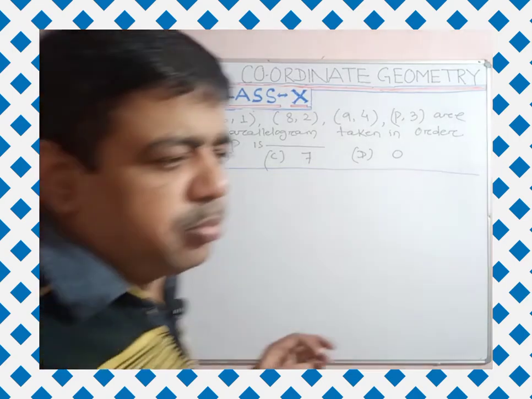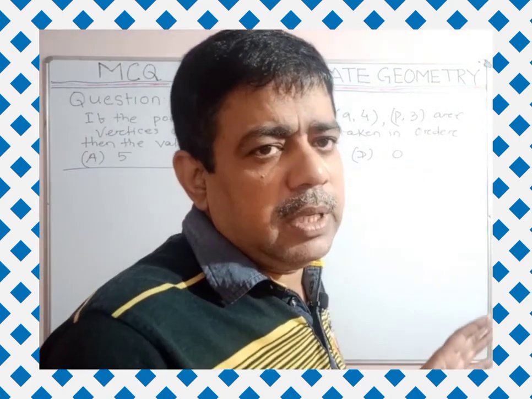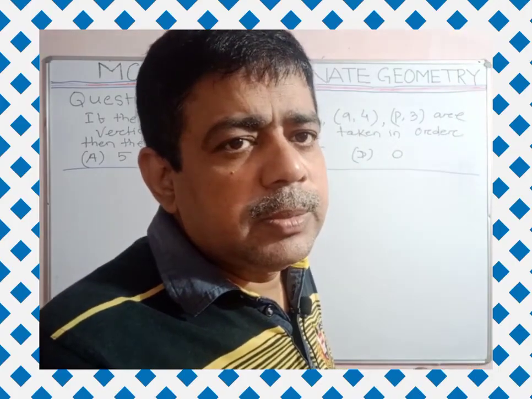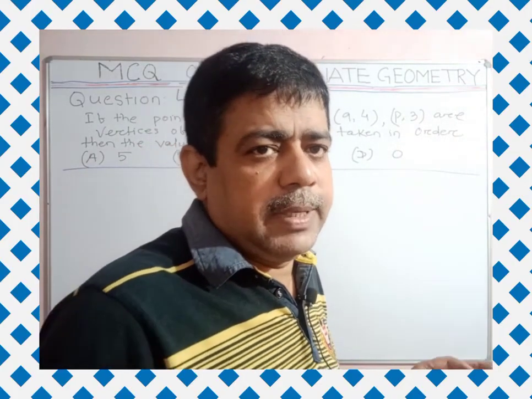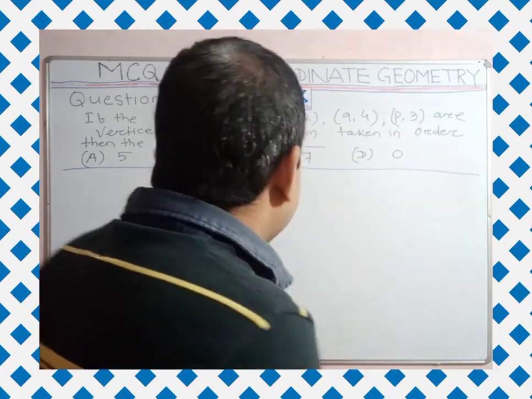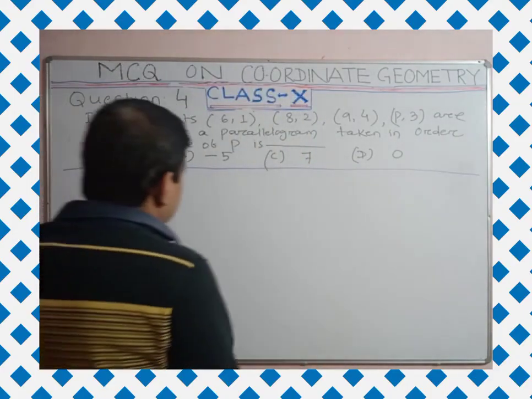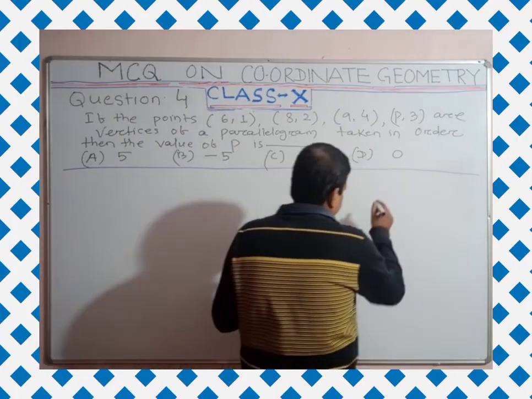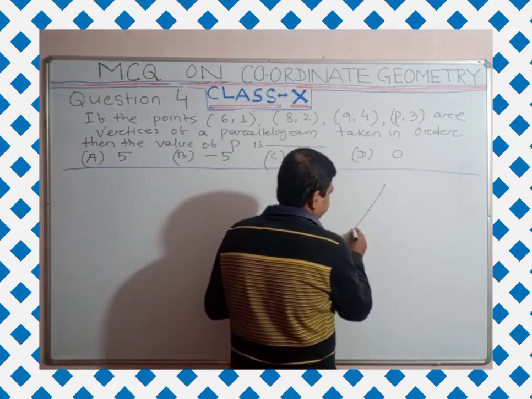It means the 4 vertices of a parallelogram are given in order. Okay, understand? And you have to find out the value of P. Here 4 vertices of a parallelogram are given. Let us draw a parallelogram first.